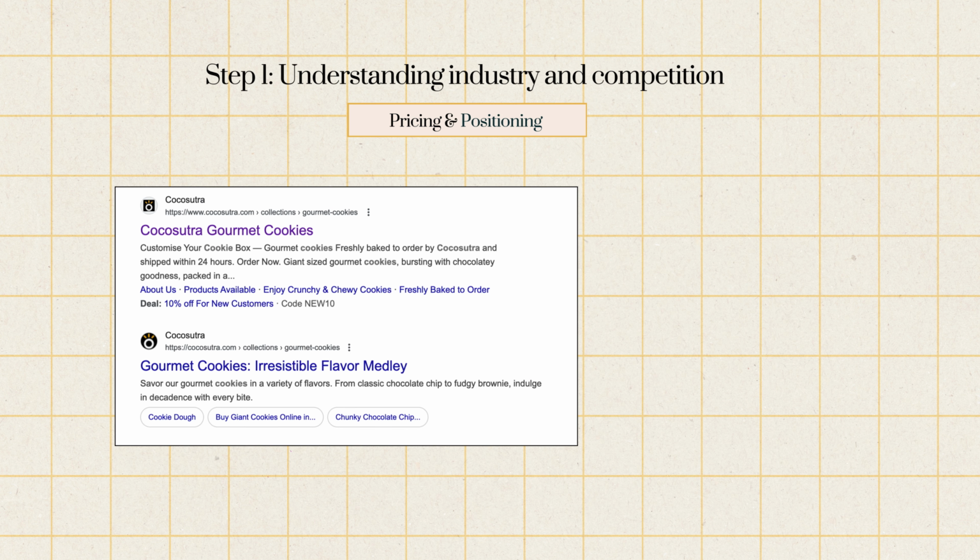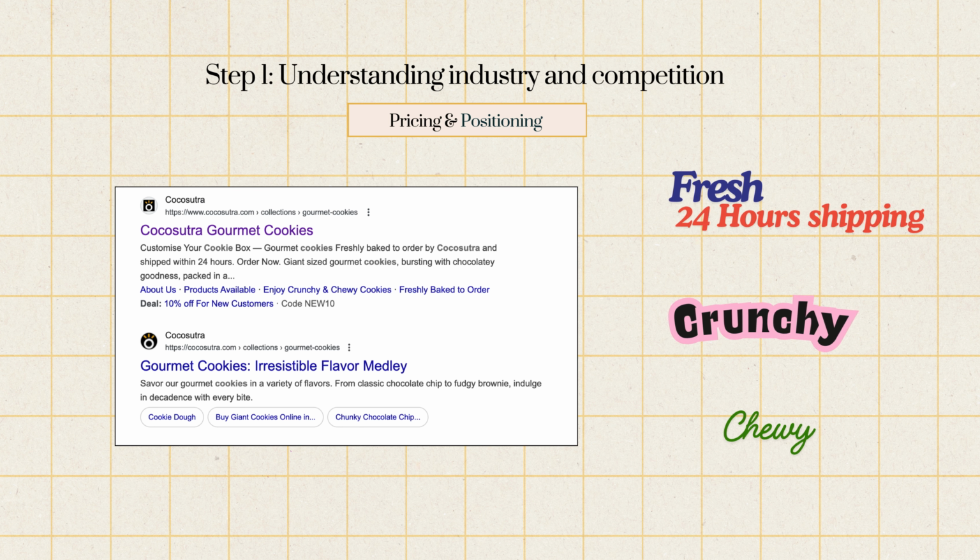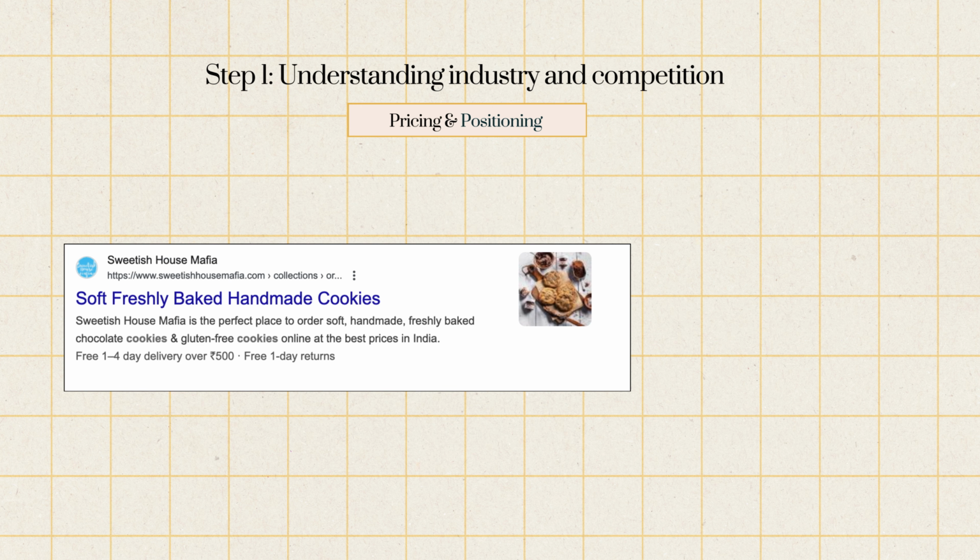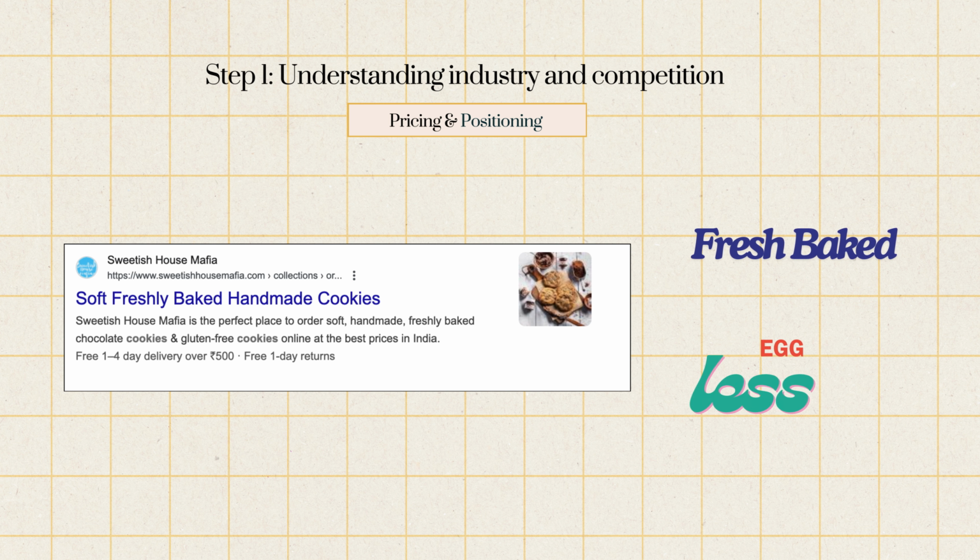As she analyzed competitor positioning, she discovered how different brands differentiate themselves in the market. She found that brands highlight their unique selling points to attract customers. For example, Cocosutra positions itself as a brand that offers freshly baked cookies shipped within 24 hours, with a crunchy and chewy texture. On the other hand, Swedish House Mafia is known for its freshly baked, eggless cookies, catering to a wider audience with dietary preferences. Understanding these brand positions helps her decide how to differentiate her own homemade cookies in a competitive market.